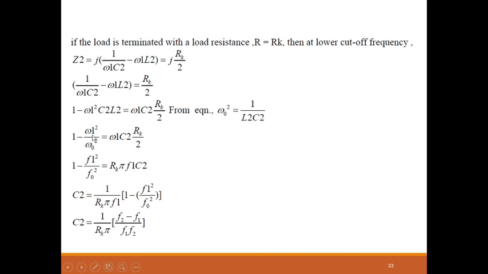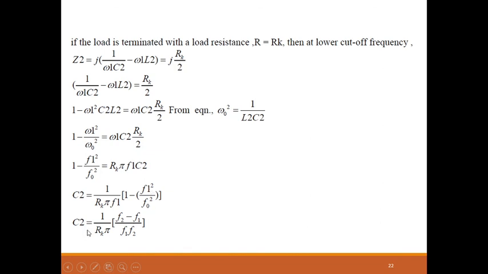So we are replacing the omega term with the frequency term, that is, the angular frequency and the frequency. So 1 minus f1 square divided by f0 square should be equal to Rk pi f1 into C2. The omega 1 is replaced in the frequency term. So C2 should be equal to 1 divided by Rk pi f1 into (1 minus f1 square by f0 square).